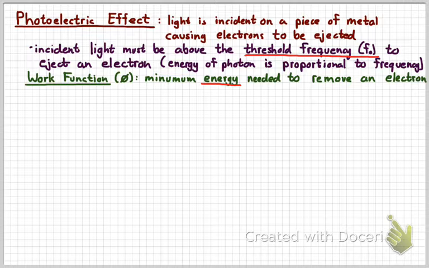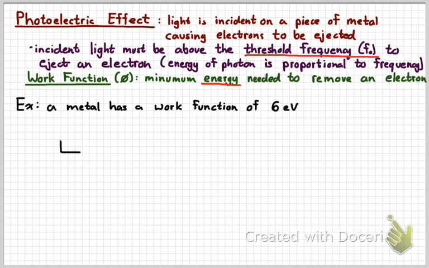It's the energy of the minimum packet of light, if you will, that's needed to cause this effect to begin happening. So, for example, suppose you have a certain metal that has a work function of 6 electron volts. An electron volt, remember, is a unit of energy that's really, really small. It's equal to 1.6 times 10 to the negative 19 joules. So, if you shine low energy light on this particular piece of metal, say 4 electron volts, nothing happens.